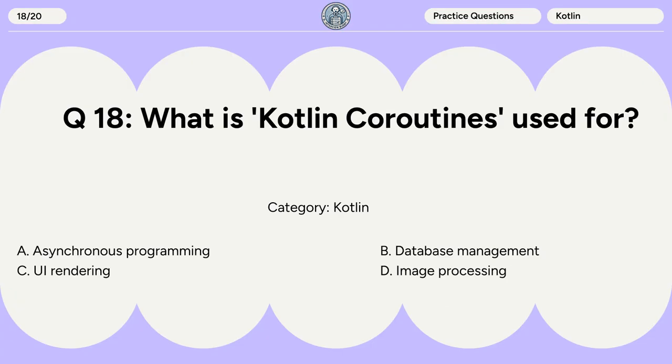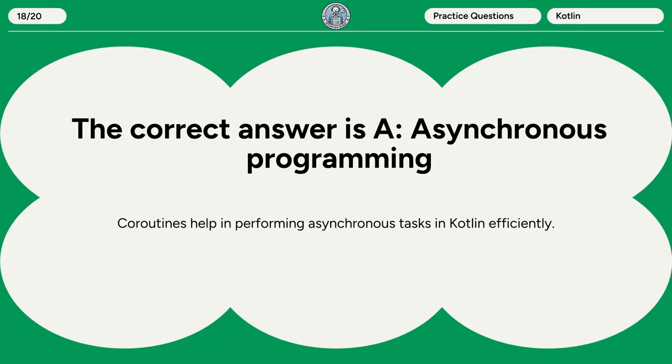Question 18. What is Kotlin coroutines used for? A. Asynchronous programming. B. Database management. C. UI rendering. D. Image processing. The correct answer is A. Asynchronous programming. Coroutines help in performing asynchronous tasks in Kotlin efficiently.